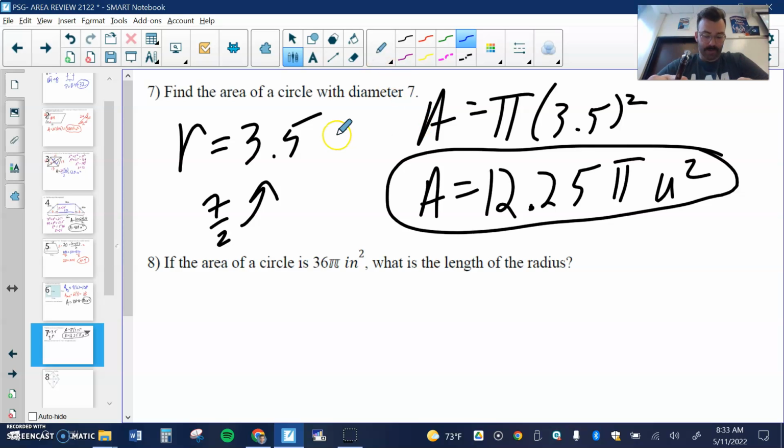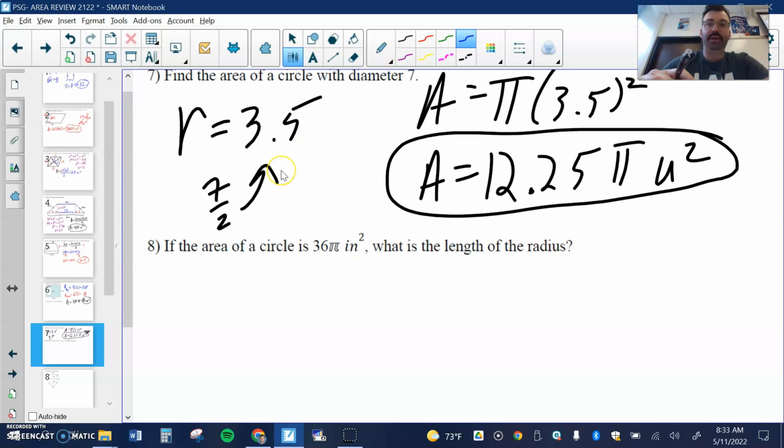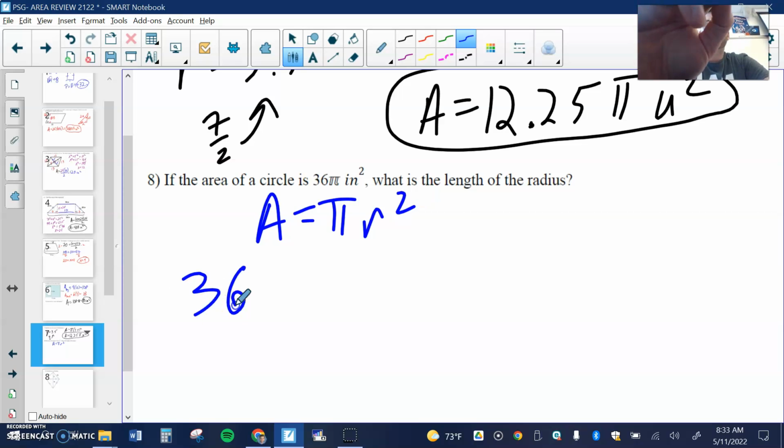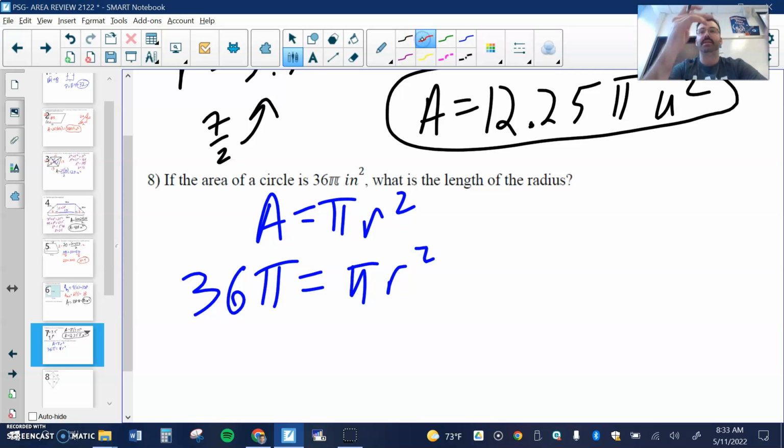All right. If the area of a circle is 36 pi inches squared, what is the length of the radius? So area is pi r squared. Now it's telling me 36 pi equals pi r squared. Well, some of us can just see it right away. Some of us see this mathematical part. The pi's cancel out. So r is just 6.